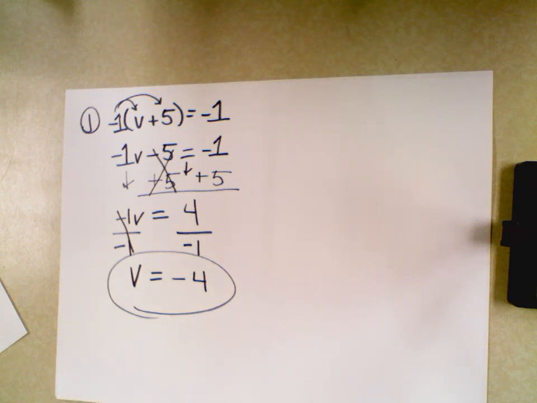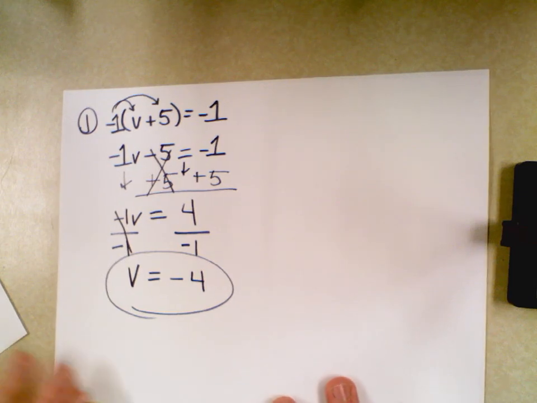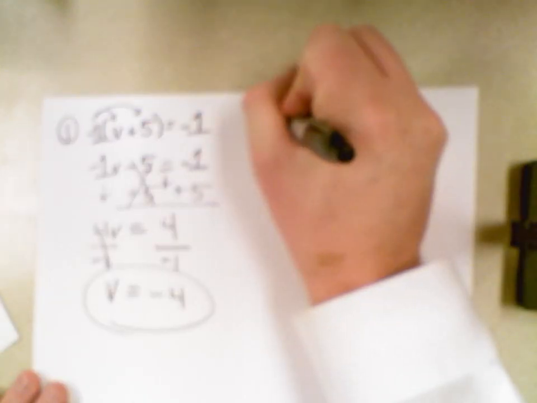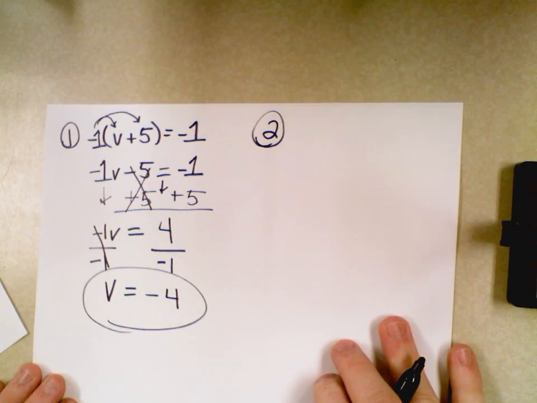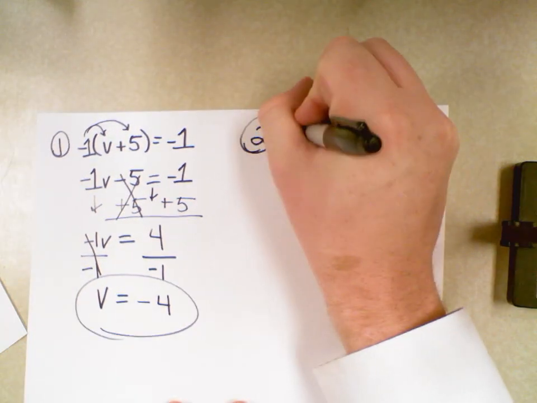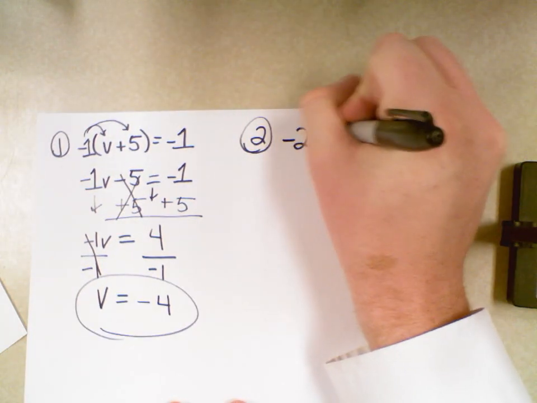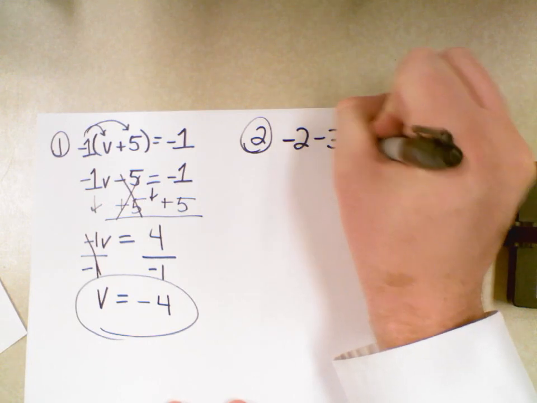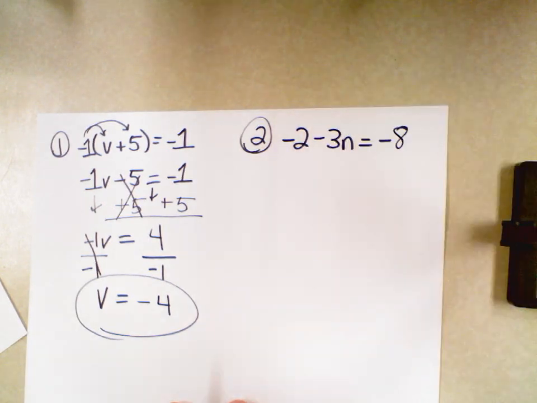Again, it's not so hard when you apply what you've previously learned to what we're doing now. I'm going to show you another example, and that would be number 2. For number 2, our equation is -2 minus 3n equals -8.